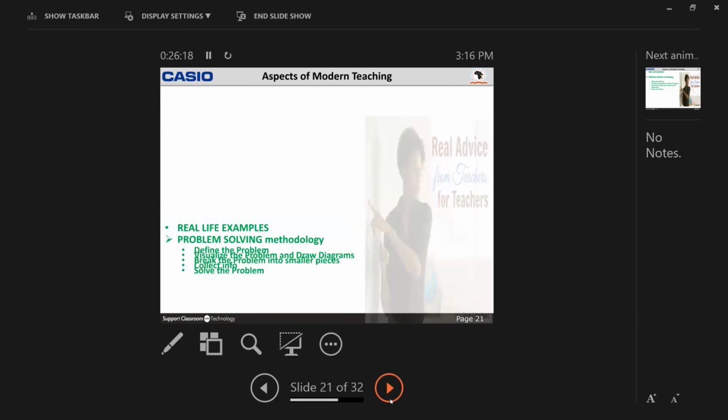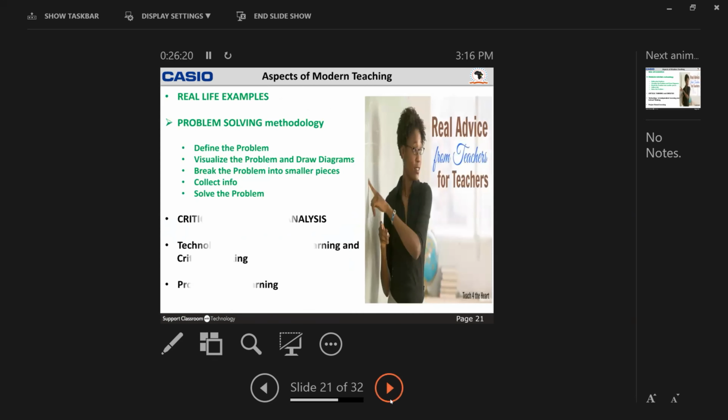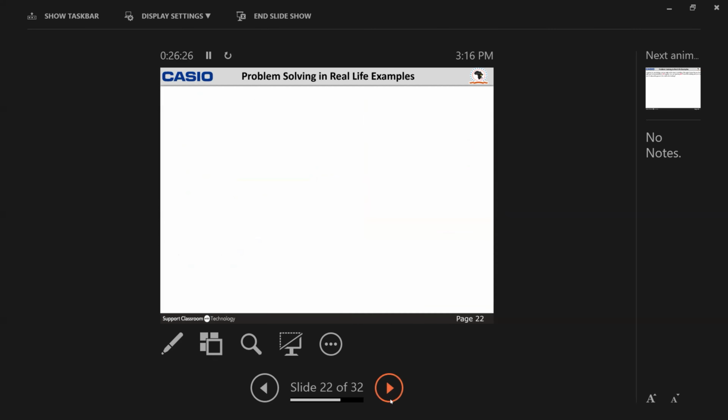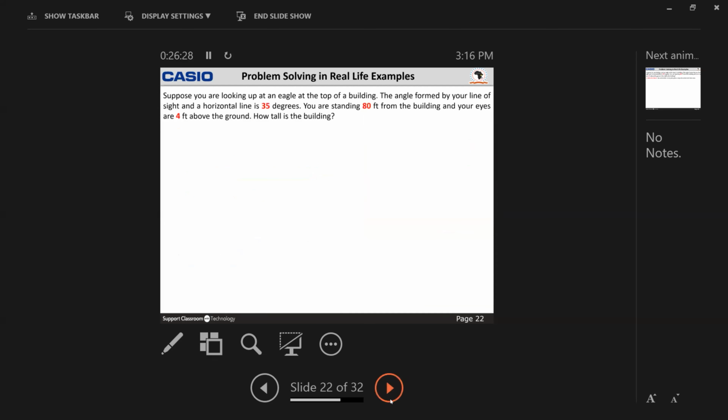Moving on to another aspect, which is called problem solving methodology. Nowadays, this is a skill that we teach our students to master, not only in the classrooms, because they also need it in their real lives. For example, this is a question, again about trigonometry, where students want to find the height of a building.